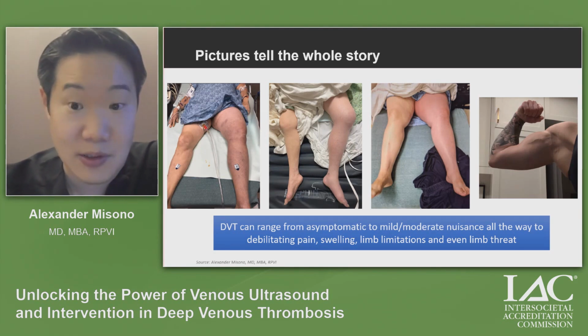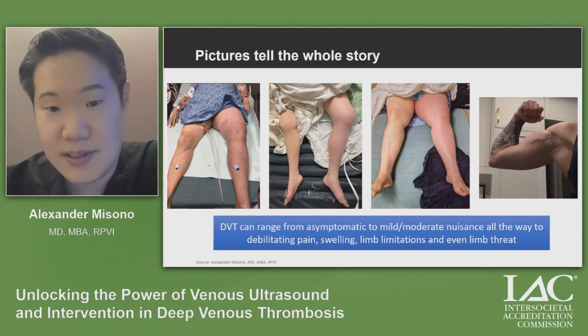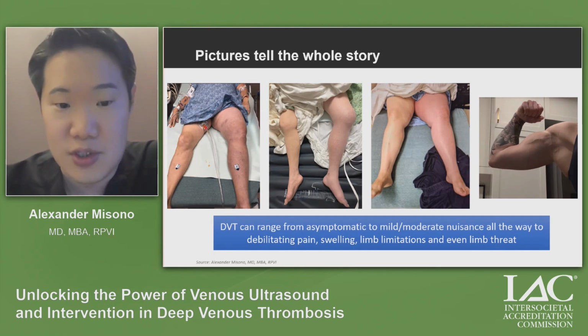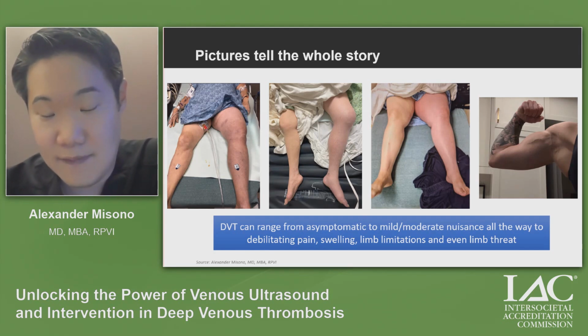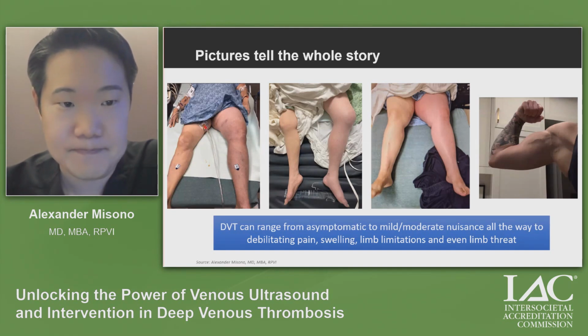I have patients who can barely walk because they had a DVT before, never got it treated, and are still suffering from it. In the worst cases, of course, these can progress to limb threat, where there is poor perfusion of the leg. And while we often think of arterial ischemia as a cause of limb threat, venous pathology, in fact, can drive towards that as well.